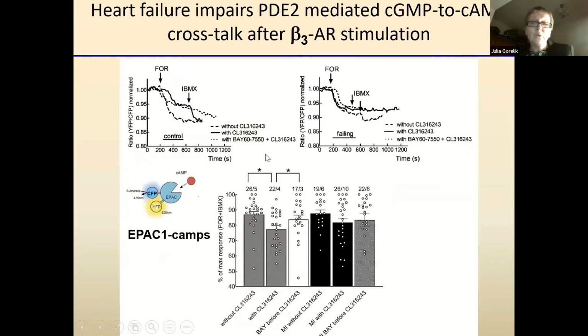And very important, we check the crosstalk between cyclic AMP and cyclic GMP when we use the cyclic AMP sensor. When we activate adenylyl cyclase with forskolin, and after that activate the beta-3 receptor, we see a decrease in cyclic AMP release, and this is abolished by a blocker of PDE2. But in sharp contrast, in heart failure, you don't have any depression of the cyclic AMP release with the agonist of the beta-3 receptor.